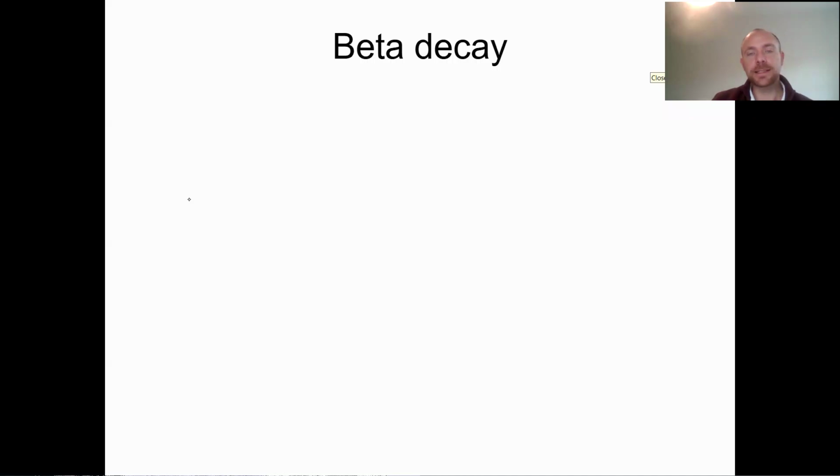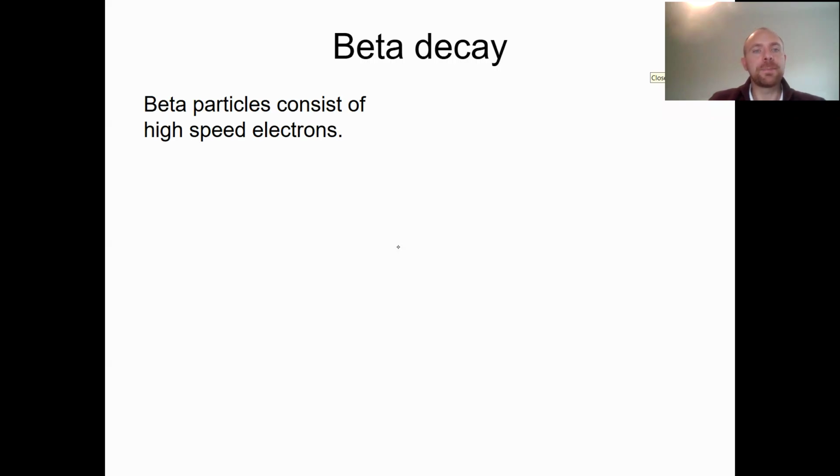Okay, the next one, beta decay. Beta decay is a little bit more mysterious and a bit more confusing generally. A beta particle is a high-speed electron. But when we're talking about nuclear decay, we're talking about the nucleus, yeah? And you should be aware that there are no electrons in the nucleus. So how is it happening that a high-speed electron is firing out of a nucleus? Well, it is mysterious and it is confusing.